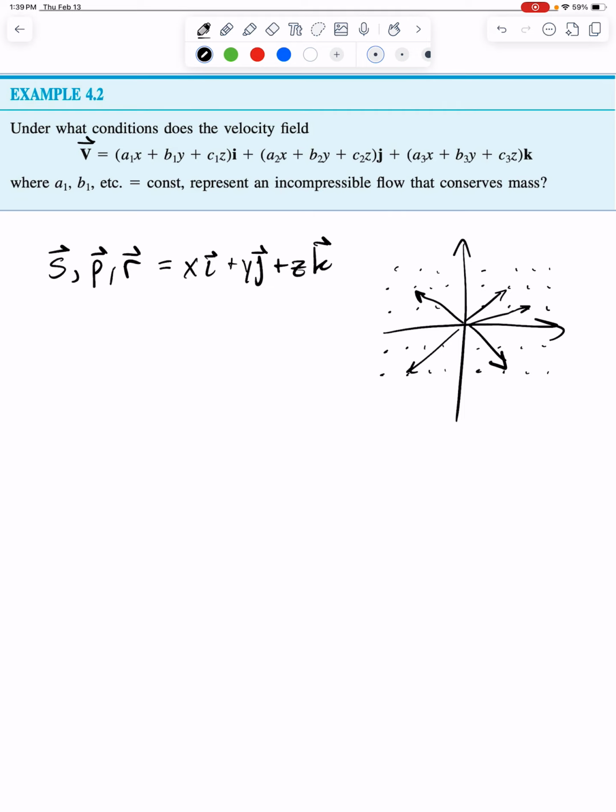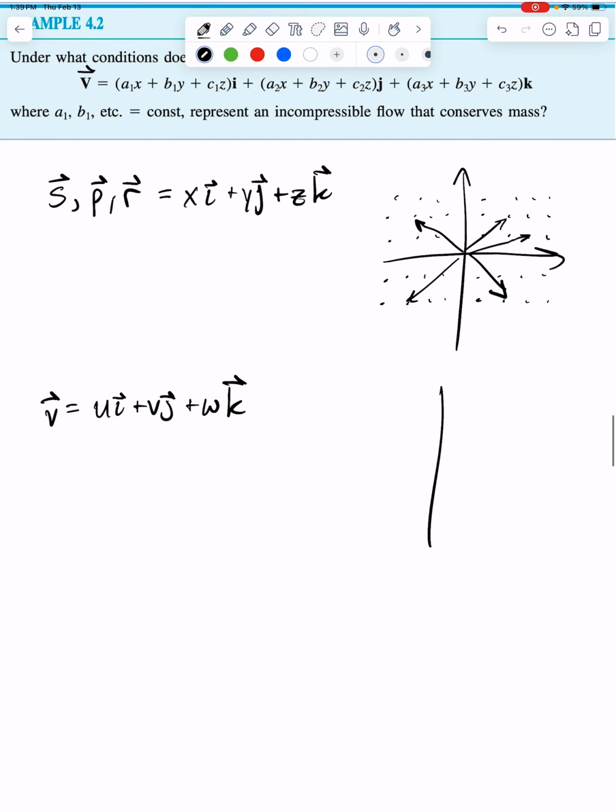Okay, so when we differentiate S, P, or R, we get our velocity vector, which is represented by U in the X component, plus V in the Y component, plus W in the Z component. So if I draw that field again, an example of this could be your fluid flow looking like this, maybe.